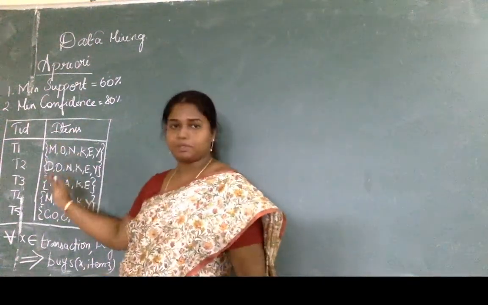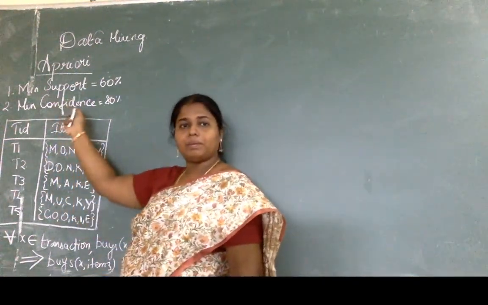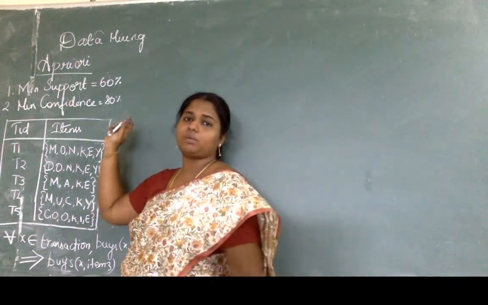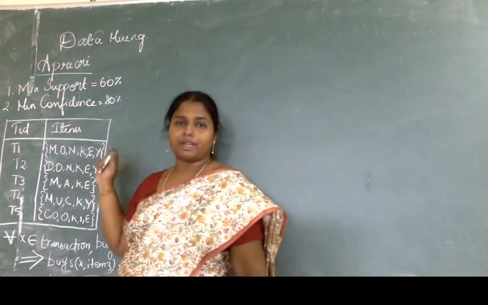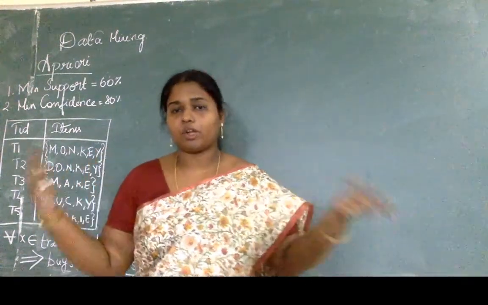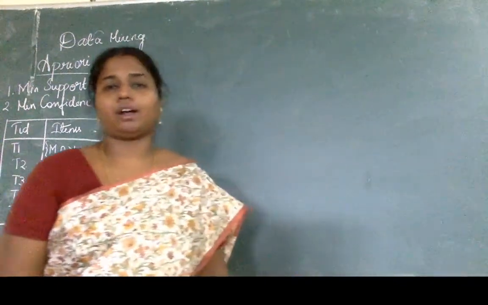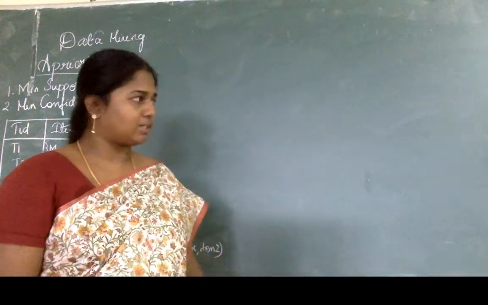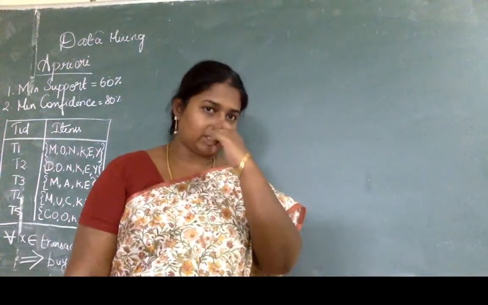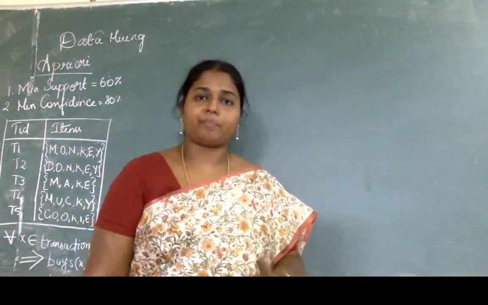Now these are the items purchased, and they have also given the minimum support value to be 60%, and they have assumed that the minimum confidence value the pattern should have is 80%. So 80% should be confident that it is frequently occurring. Only then can I consider it as an association rule. With this idea in mind, I'm going to start constructing my tree structure.